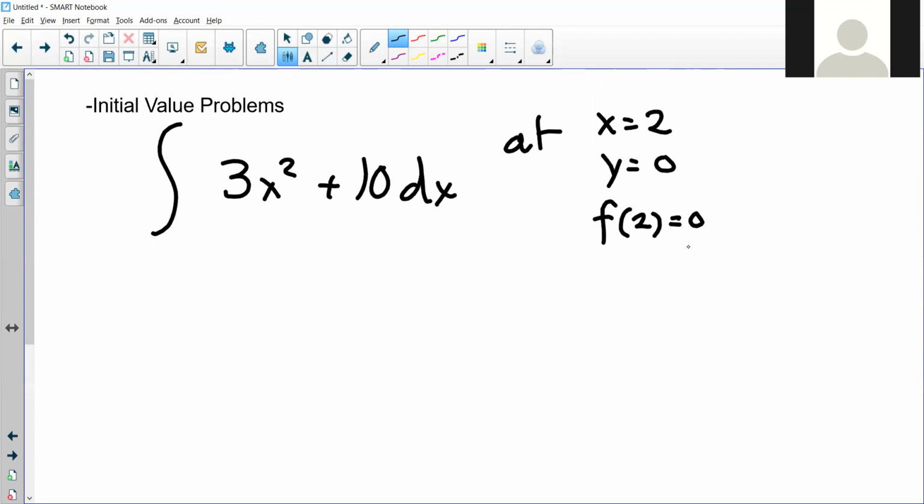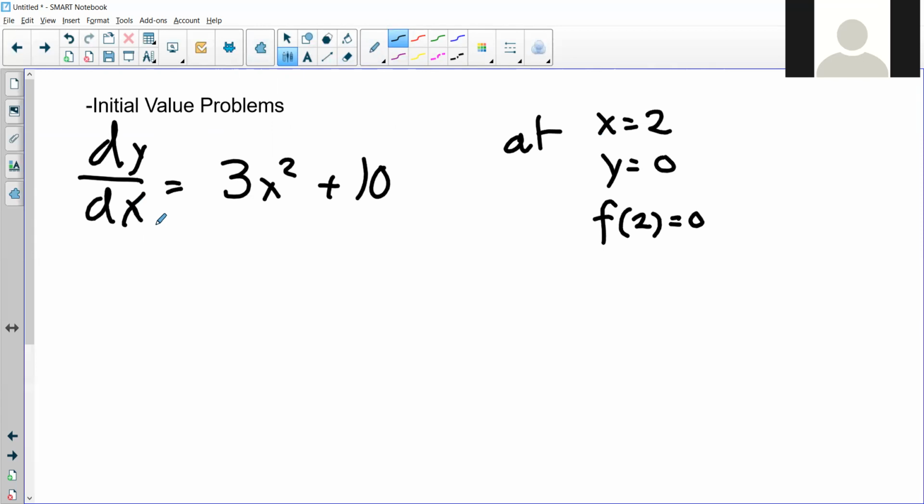So for initial value problems, you've got 2 steps. 1, we just got to do the antiderivative. And 2, we need to find the C value. Actually, technically it shouldn't look like this. My bad. You'll be given dy/dx equals this. So what you're given is the derivative. We want the original equation, so we have to do the antiderivative to it.